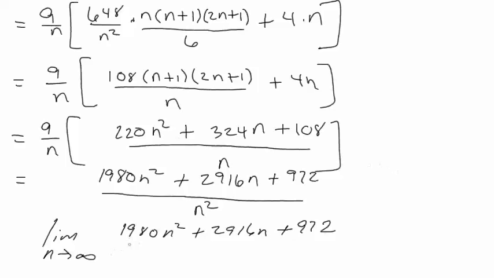But you know what? That part doesn't matter, to be honest with you. You look at the leading terms. We got n squared here. So we got 1980. Let's take 1980 over that coefficient 1 down here. 1980 over 1 is 1980.